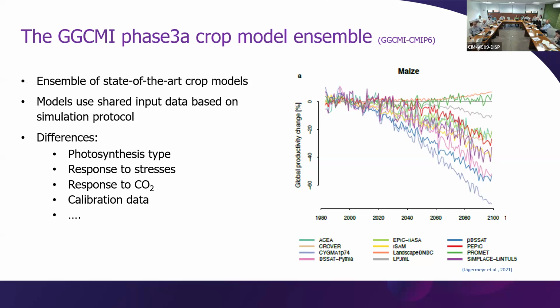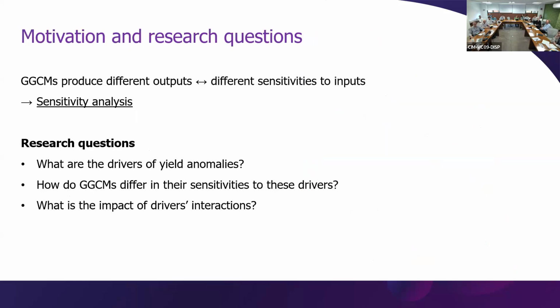So here you see this huge divergence between the predictions of the crop models, here the productivity change. So we see that GGCMs produce different outputs, which is kind of similar to saying they're sensitive in a different way to inputs. And this is why we are using a classic sensitivity analysis, in the sense of analyzing a system with a meta model that we're evaluating instead of the real thing. And our research questions are: what are the drivers of yield anomalies? How do different GGCMs differ in the sensitivities? And what is the impact of input interactions, which is something that is often neglected?